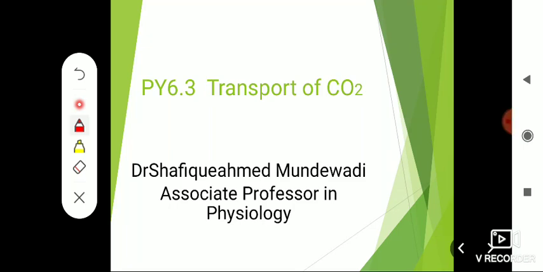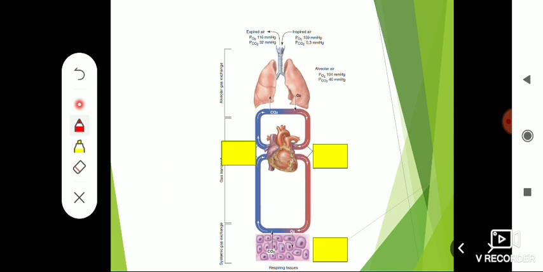Hello dear students, today we'll discuss physiology of transport of CO2 in the blood as per NMC competency PY 6.3. Now let's see how there is a transport of gases across our whole system. This is the inspired air, which consists of partial pressure of oxygen 160 mm of mercury and partial pressure of CO2 0.3 mm of mercury. This is the inspired air.